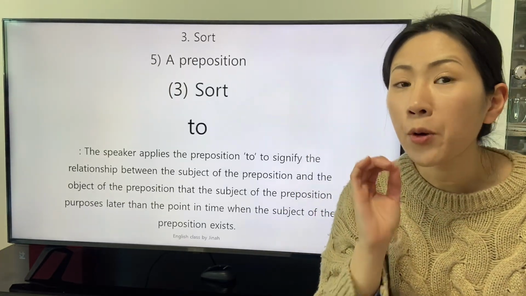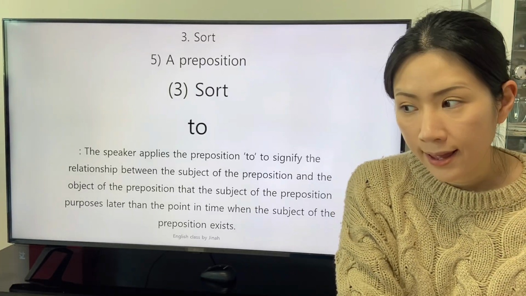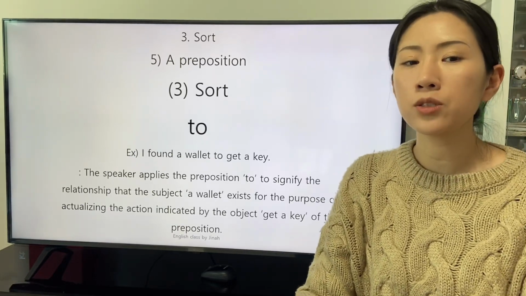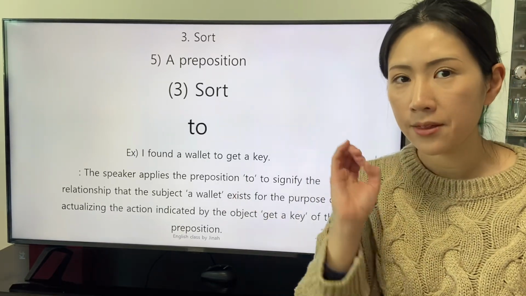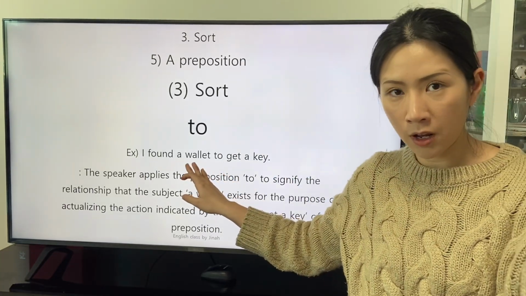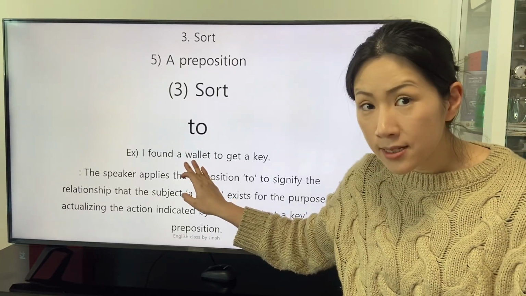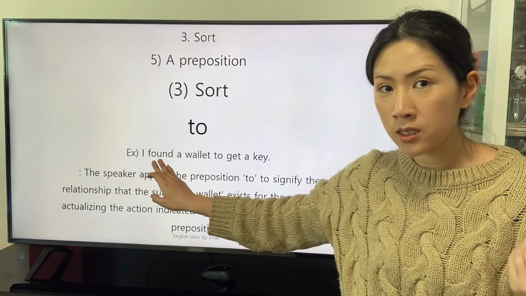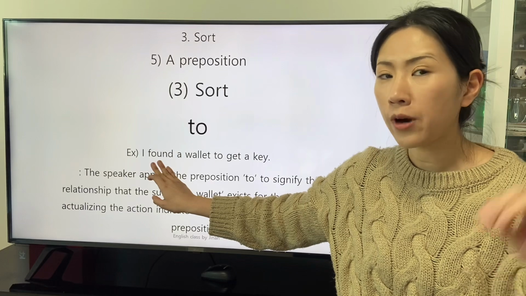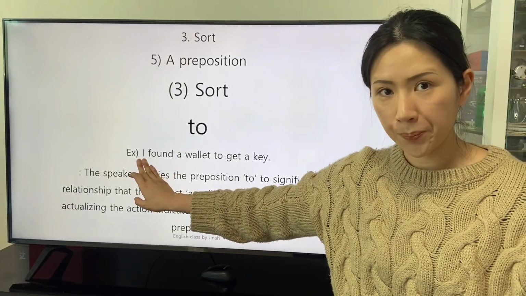At the point in time when the definition of the verb actualizes, there is a clause. I found a wallet to get a key. With the fact that the preposition to is applied in this clause, the subject of the preposition to, a wallet, existed when the transitive verb found described the action of the speaker.